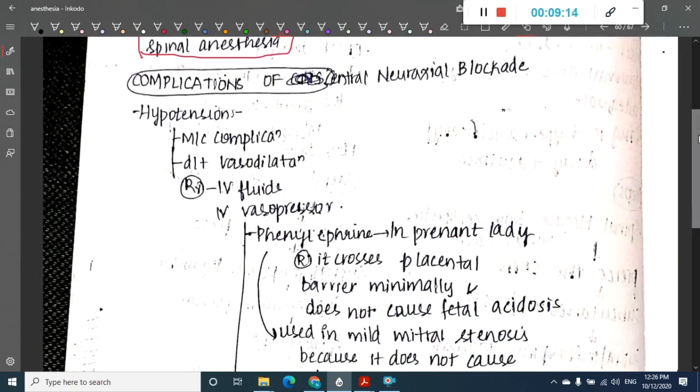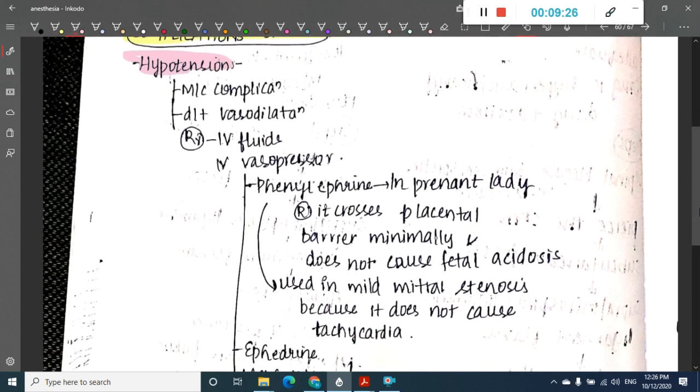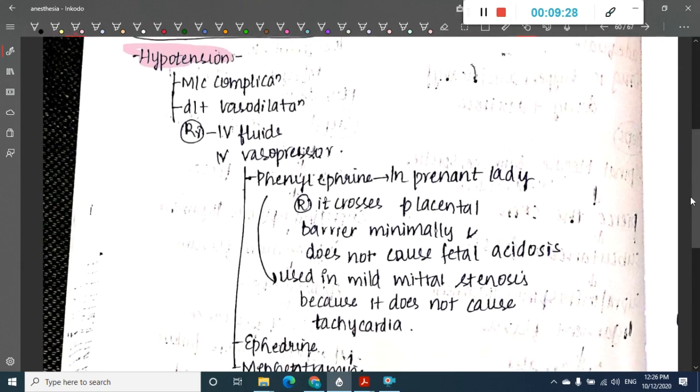So what are the complications of neuraxial block? The first complication is hypotension. This hypotension is the most common complication of neuraxial block. Why is there hypotension? It is because vasodilatation results in hypotension. Once there is hypotension, the treatment of choice is either IV fluids or vasopressor agents.